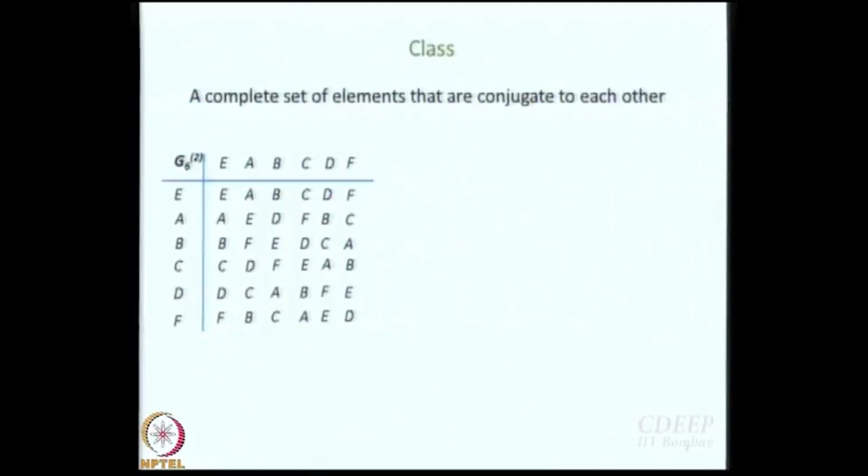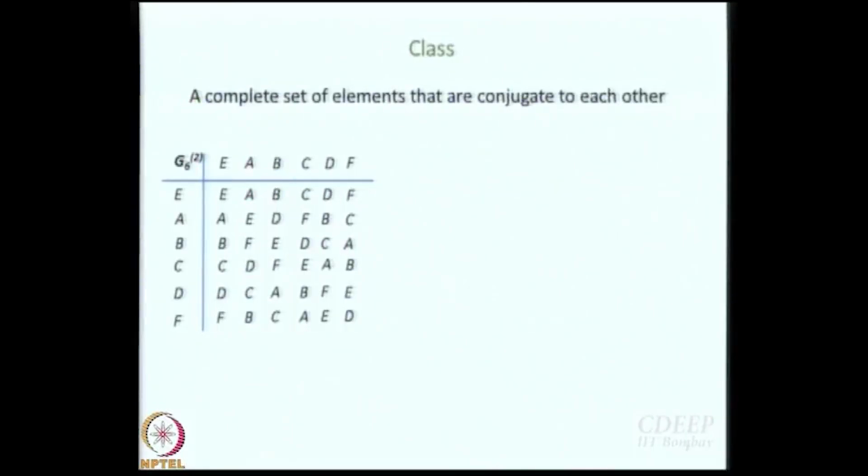A class, as we said earlier, is a complete set of elements that are conjugate to each other, right? And this is best understood by taking an example. So let us refer to our old friend G6 number 2, and this is the multiplication table that we had shown in the previous class. In what context did we discuss G6?